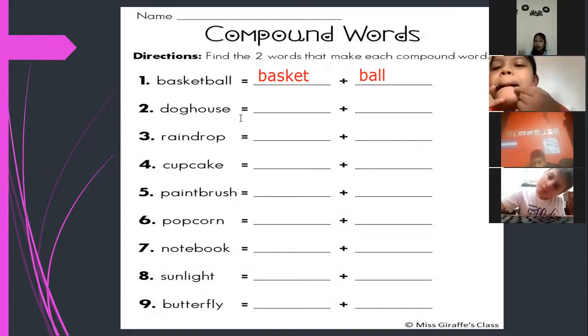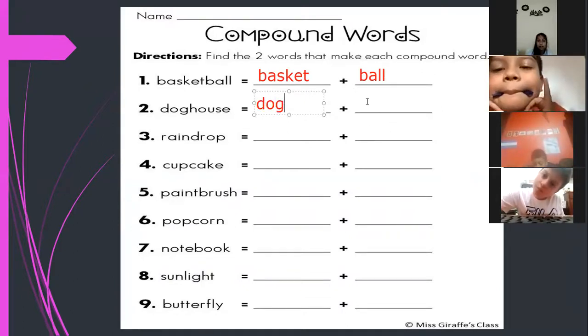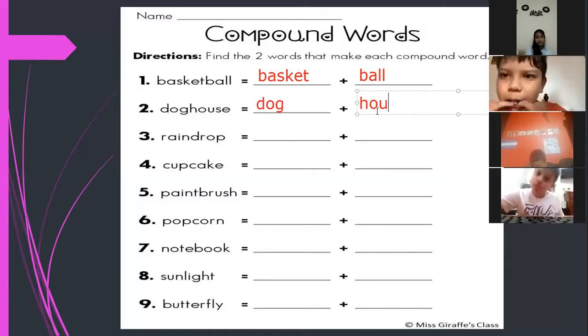Second one, doghouse. Dog is the first one, and house is the second one. Daniel, participate, please.